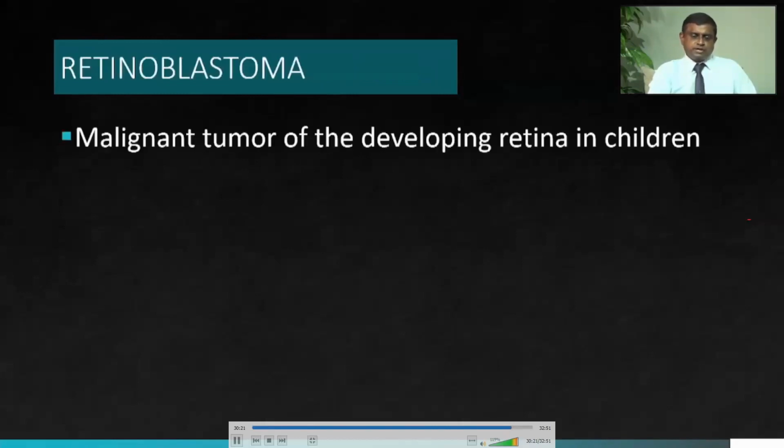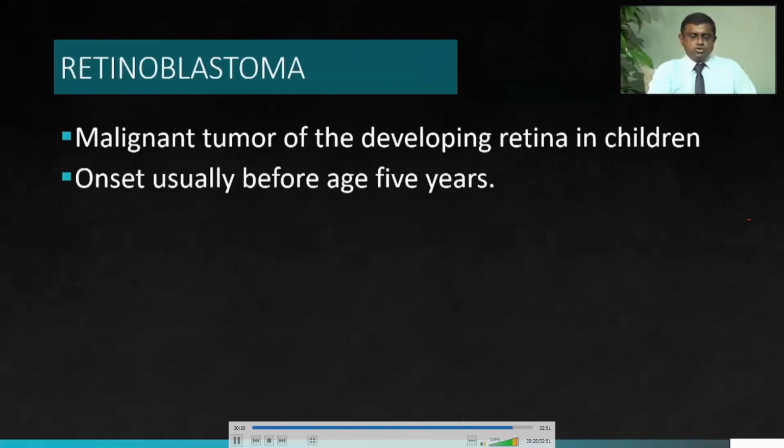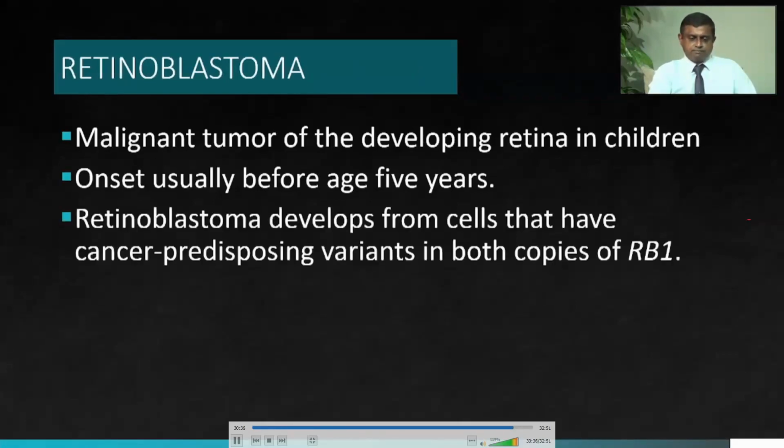So the next topic is retinoblastoma. Retinoblastoma is a malignant tumor of the developing retina. Particularly, this happens in very young children. Usually, the onset is before 5 years, but most tumors are present at birth. So if the red reflex test is done in neonates, we can detect most of the retinoblastoma cases.